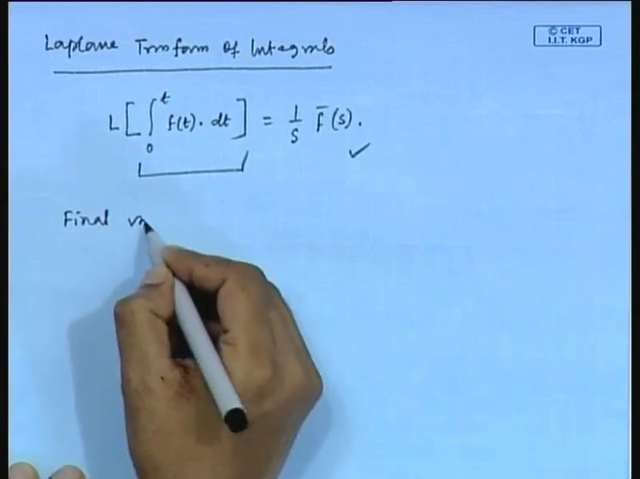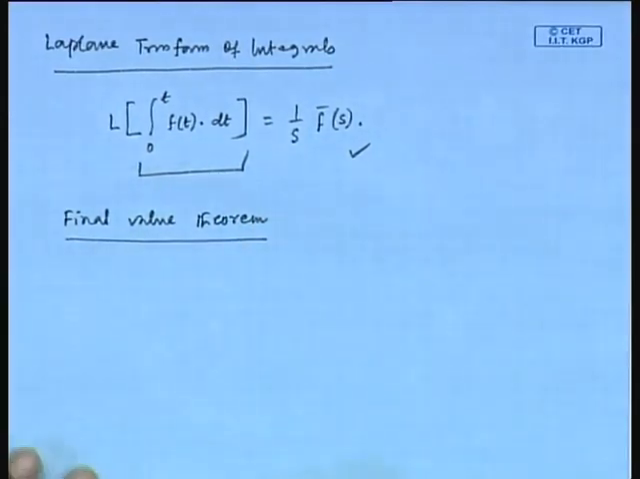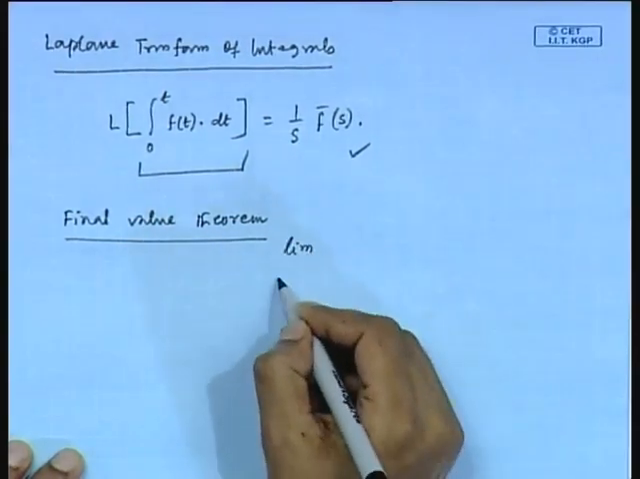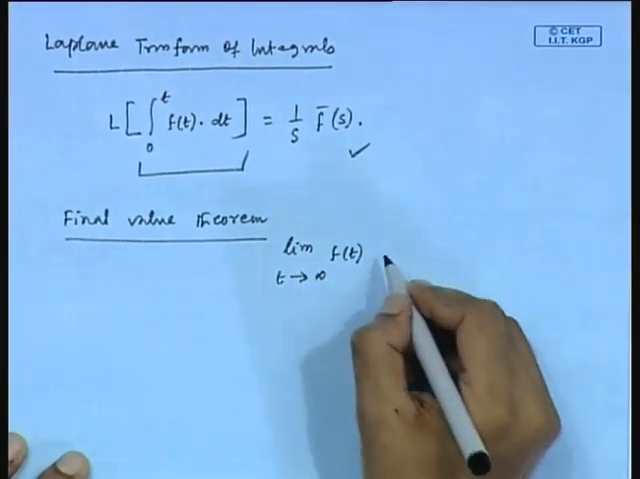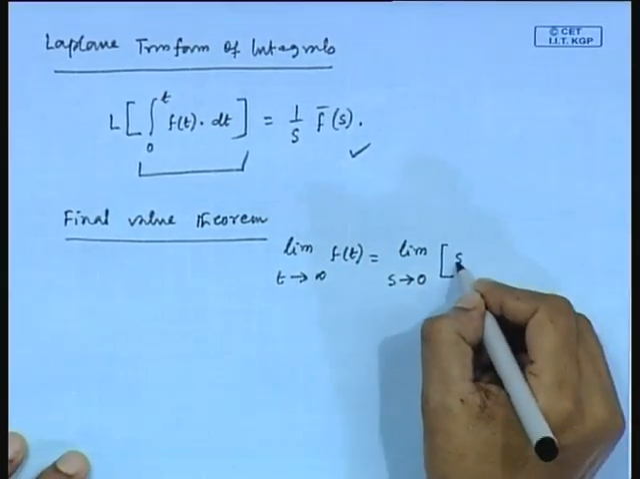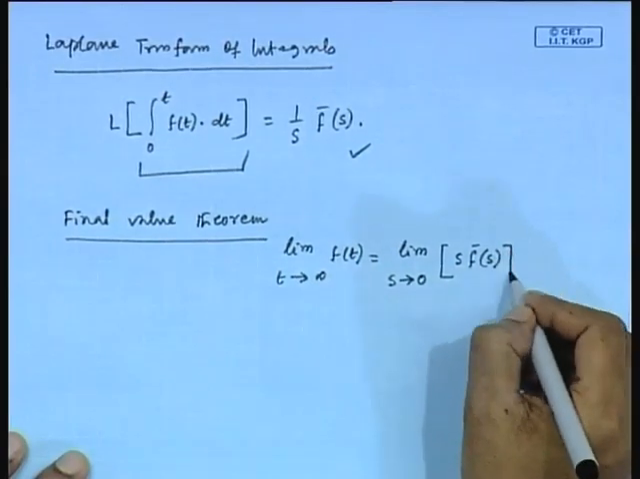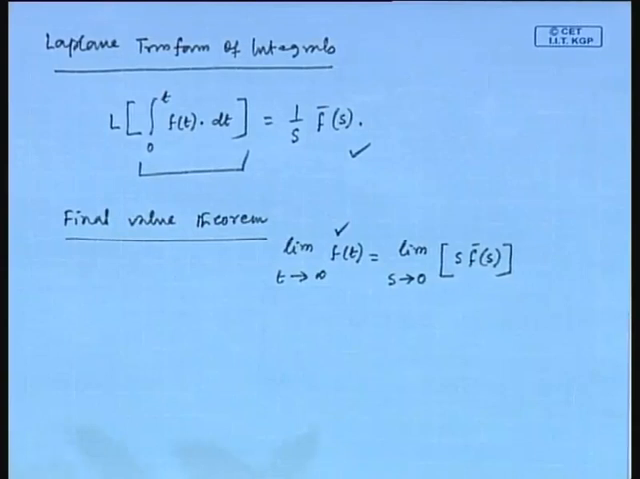Other two formulas are also in use in process control. Those are the final value theorem and the initial value theorem. Final value theorem is: limit t tends to infinity f(t) equals limit s tends to 0 s f bar(s). This is the final value theorem. If our modeling equations are in time domain, then we have to consider the left side. If our modeling equations are converted to Laplace domain, in that case we have to consider the right side.